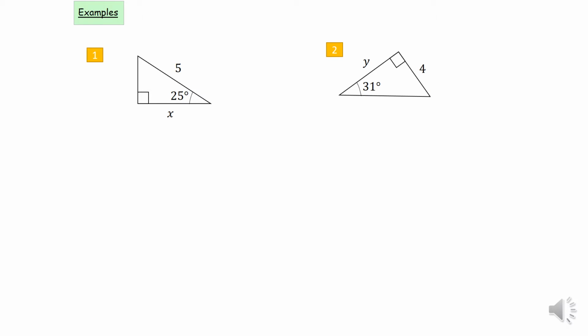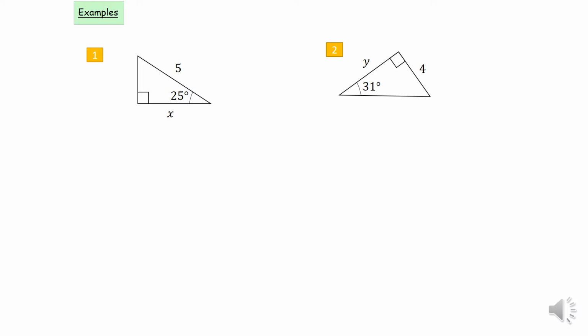So what I will do is I will go over two questions and then I will give you one to try, then I will go over it and then give you guys some questions to do on your own. So the first question, we have a triangle. We want to calculate the side x.